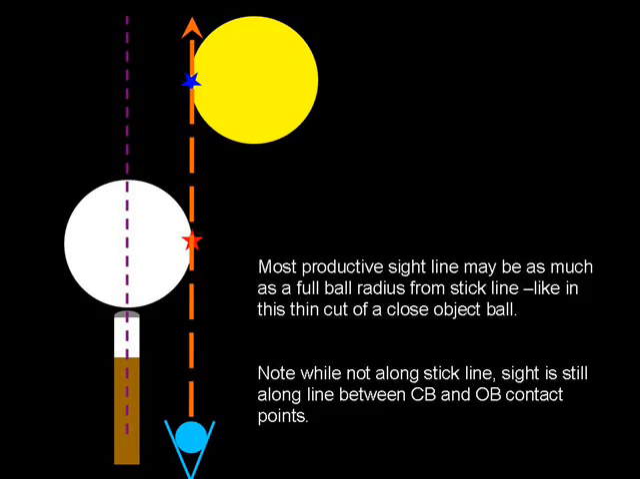Here's a situation where the most productive sight line is definitely not that of the ghost ball aiming system. In other words, definitely not over the line of the stick. This is a thin cut with the cue ball close to the object ball. Almost any player, if you watch them and watch where their eye is, will sight this from the right edge of the cue ball to the left edge of the object ball. So this is sighting along the contact point line.